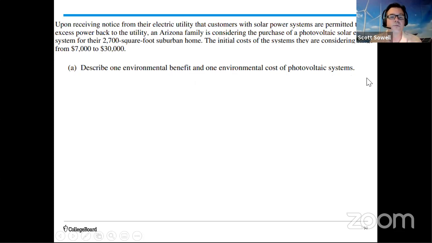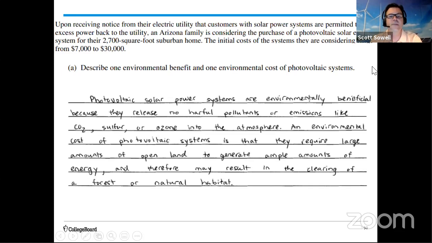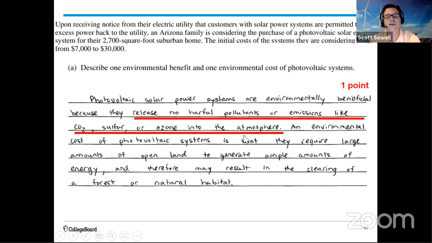So here's where you just do your pros and cons, but be sure that it's environmental and not economic. So the first person says, photovoltaic power systems are environmentally beneficial because they release no harmful pollutants or emissions. Let's stop right there. If the person had stopped right there, they would not have received the point because it's talking about generic pollutants or emissions. But they get the point because they say, like carbon dioxide, sulfur, or ozone into the atmosphere. So there's 1 point for a benefit. There's no harmful emissions or pollutants.